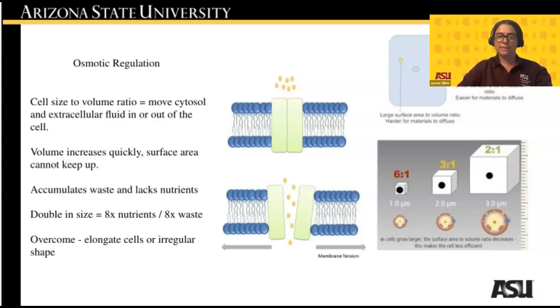The issue arises when the flow of fluids is so quick that the surface area cannot keep up. The surface area of the cell, or the membrane, is how the nutrients come in and the waste passes out. If a cell doubles in volume, it needs 8 times the nutrients and creates 8 times the waste. To overcome this, some cells have adapted to change their shape to an elongated or irregular structure.